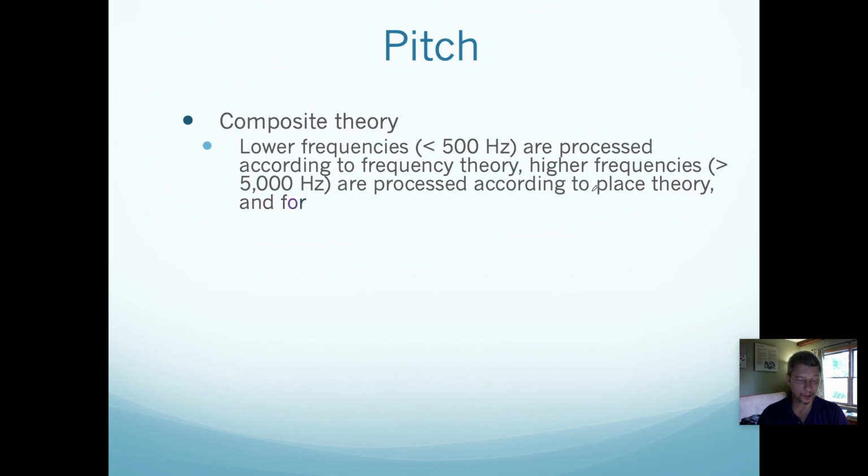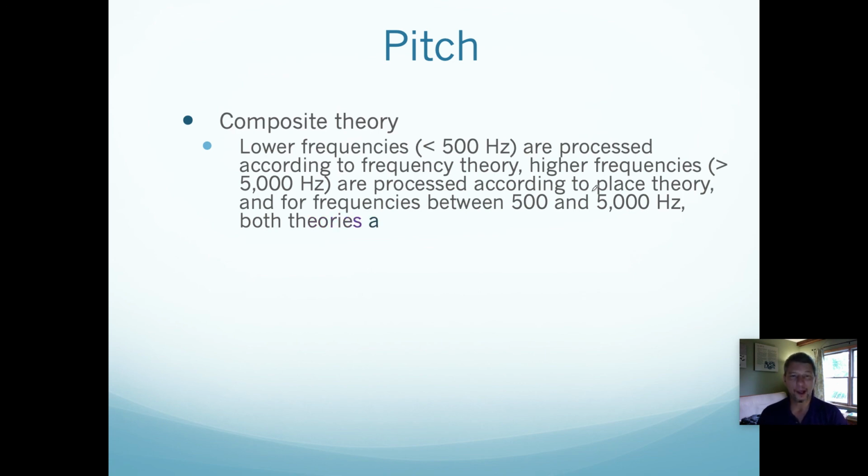Okay, and so this is again a composite of these. And of course, what that means is that we've got a whole range of sound between 500 and 5,000 hertz that are processed in both ways. Both the place theory and the frequency theory come into play here. All right. So lower frequencies are processed by frequency theory, higher frequencies are processed by place theory, and the frequencies in between are processed in both ways.